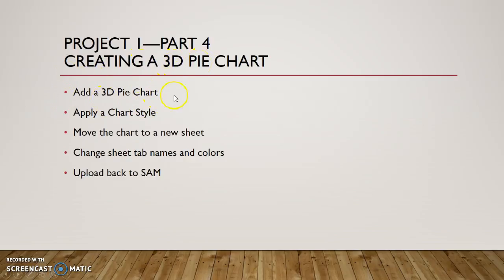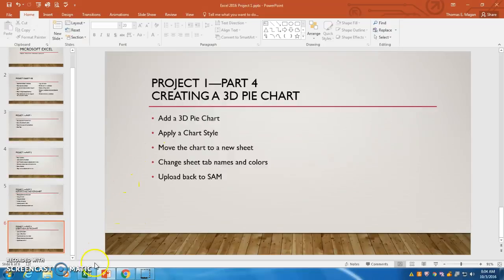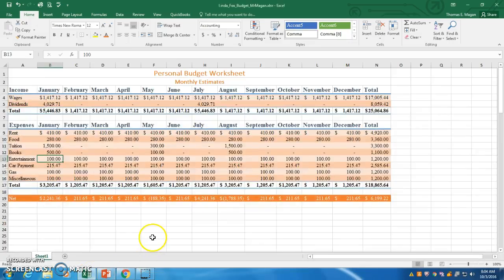So we're going to add the pie chart. We're going to format the chart a little bit using a chart style. You're going to see we're going to move the chart to its own sheet. Then we are going to have some different tabs, and we're going to change the sheet tab names and show you how you can change the color of a sheet tab. And then when you're done, we'll upload back to SAM to get our report, which hopefully doesn't have any mistakes. So here we go with our spreadsheet where we left off.